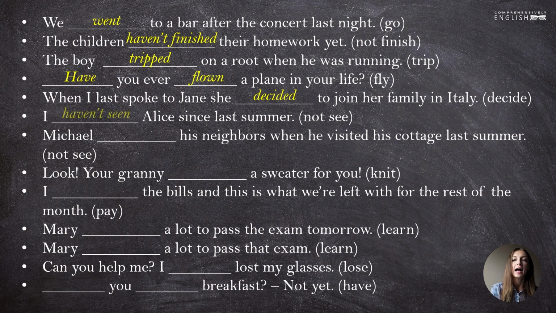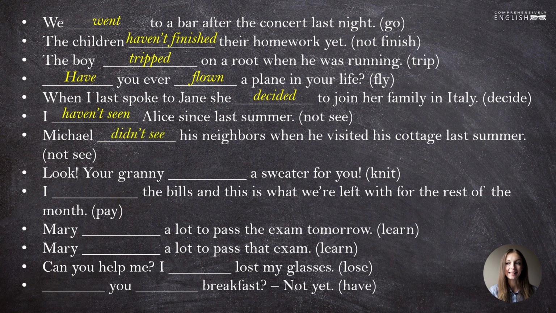The next one, I haven't seen Alice since last summer. Though we have last summer, we also have since. And since last summer gives us a hint that we should use the up to now present perfect tense. I haven't seen Alice since that moment, and maybe I will see her in the future. The past is connected to the present and goes further to the future. I haven't seen her yet.